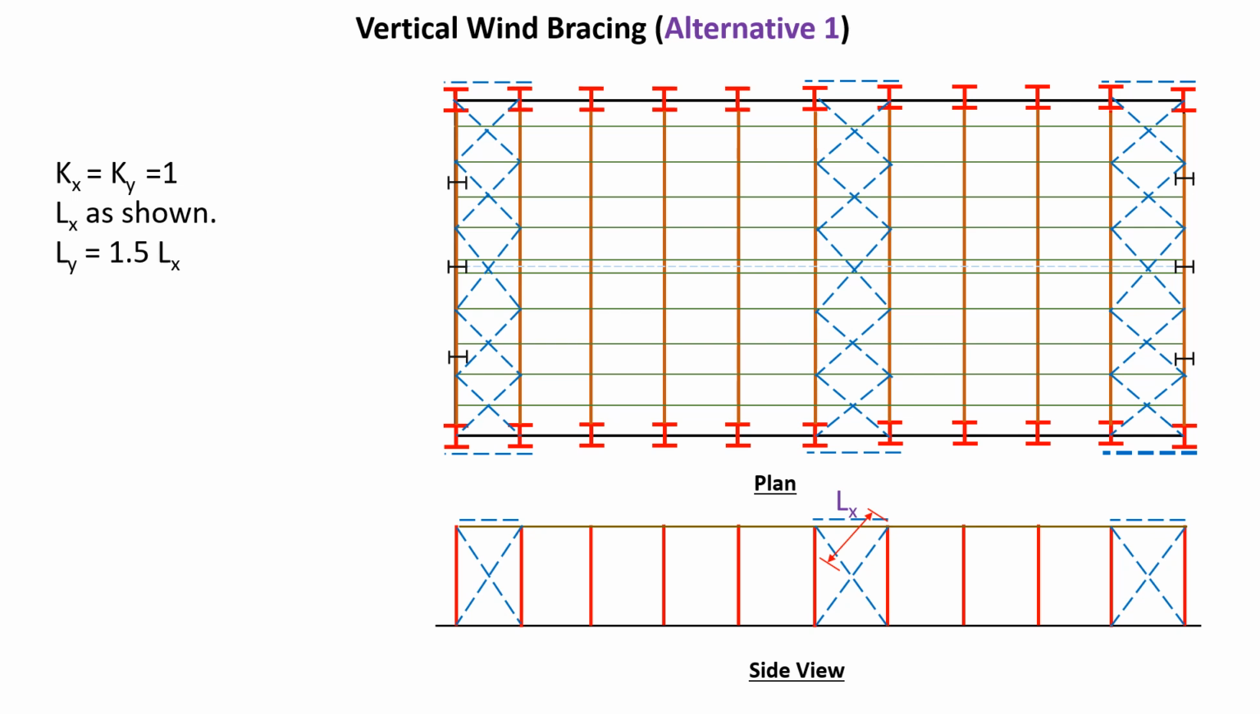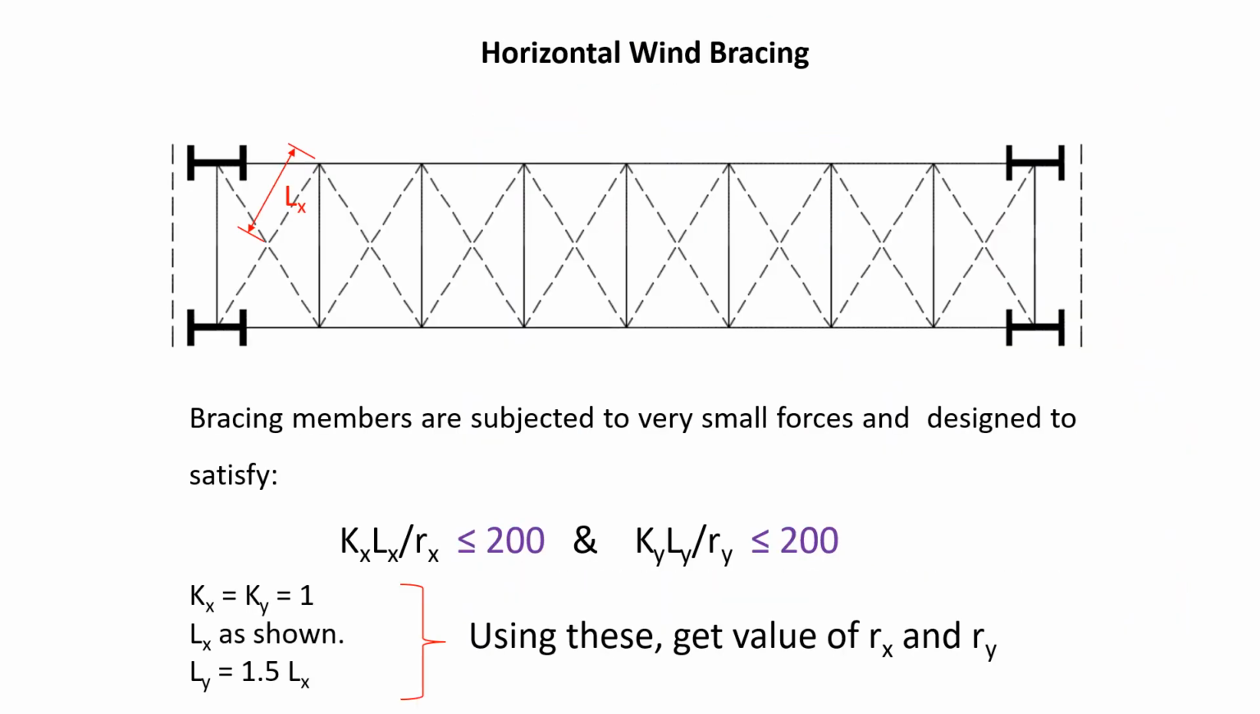You need to introduce or extract some parameters. If you have a shape that looks like this, you need to get this length, which is called Lx. And in this case, Kx is equal to Ky is equal to 1. Lx is as you can see from this figure, and then Ly is equal to 1.5 Lx. If you include an additional horizontal bracing member, in this case you have Lx as shown, and Ly is equal to 1.2 times Lx. For horizontal bracing, you will calculate Lx as you can see, and Ly will be equal to 1.5 Lx.